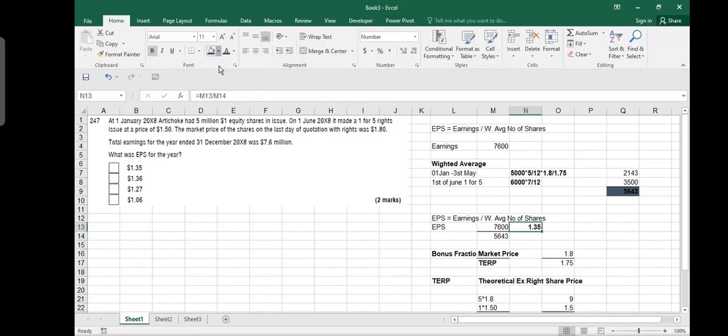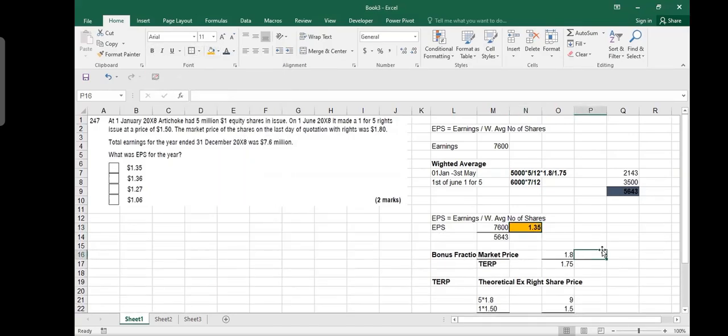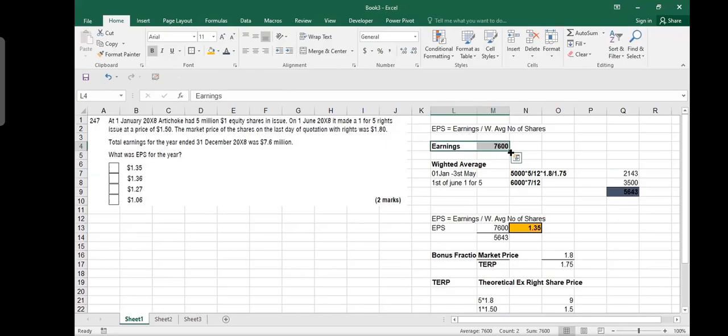This is your EPS. Now, wait a minute. Hold this one. Let me go back step by step and I will explain what I did and why I did it. In this question, the earnings per share was given to us. It was very simple, very easy. It was given. But we also need to calculate the weighted average number of shares.